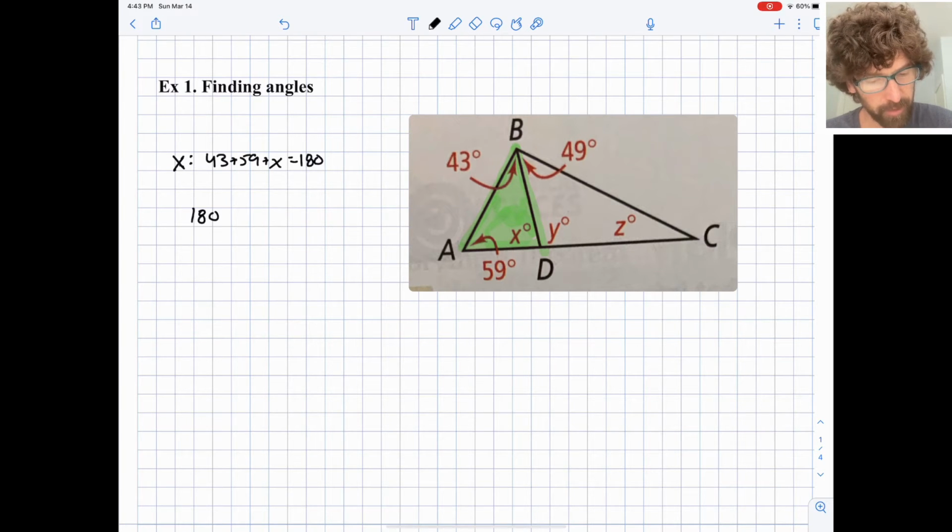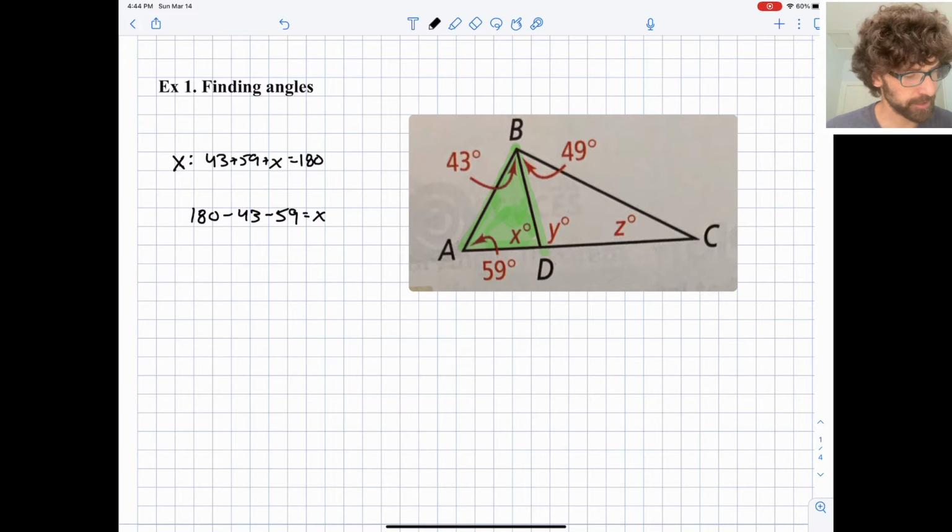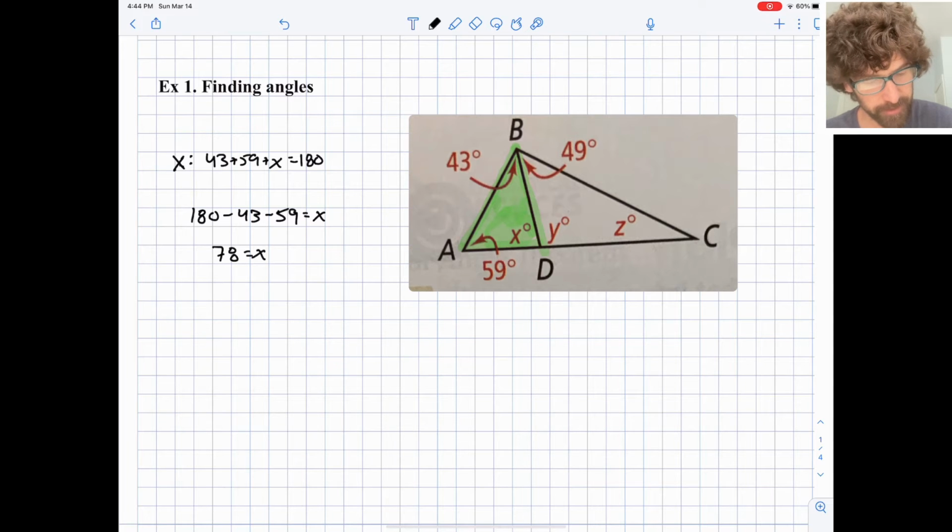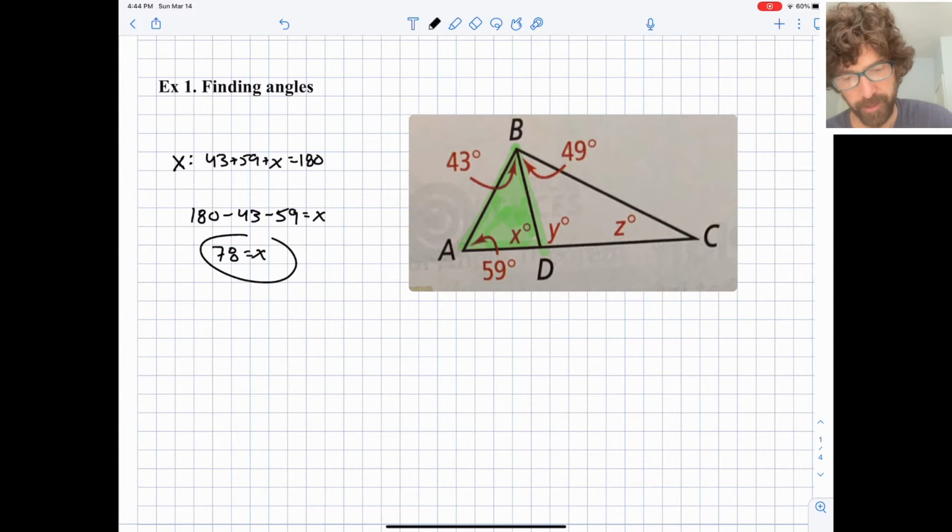So we can just take my 180, we can subtract away 43, we can also subtract away 59, and then we can get x from there. And I get x is equal to 78 degrees. Okay, and that's always a good thing to label as soon as we know what it is. So this is a 78-degree angle right there. It looks like x and y are a linear pair. So those are going to be supplementary.